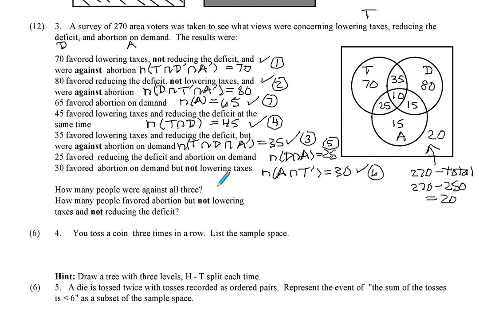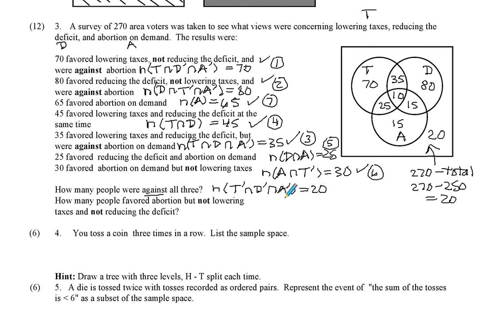Alright, now let's answer the questions. How many people were against all 3? That's asking for the number in not T and not D and not A. They're not in the circle for T, not in the circle for D, and not in the circle for A, all at the same time. So you're outside this circle, outside that circle, outside this circle. That's the 20.